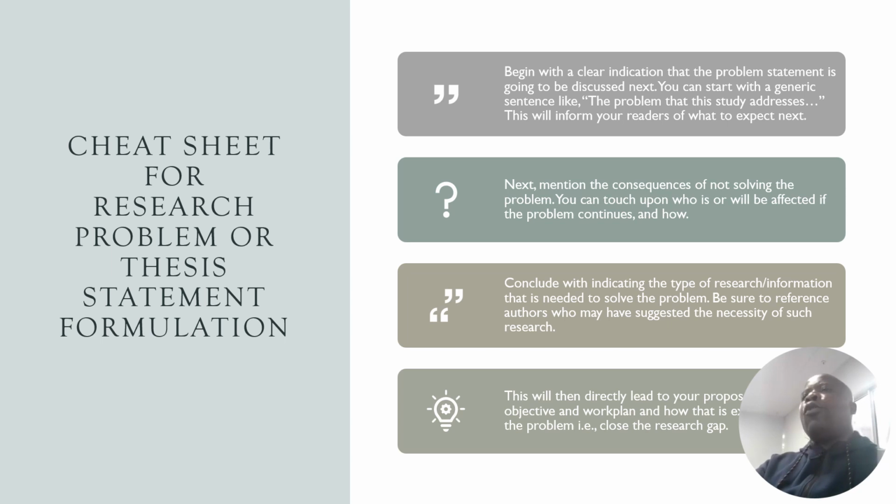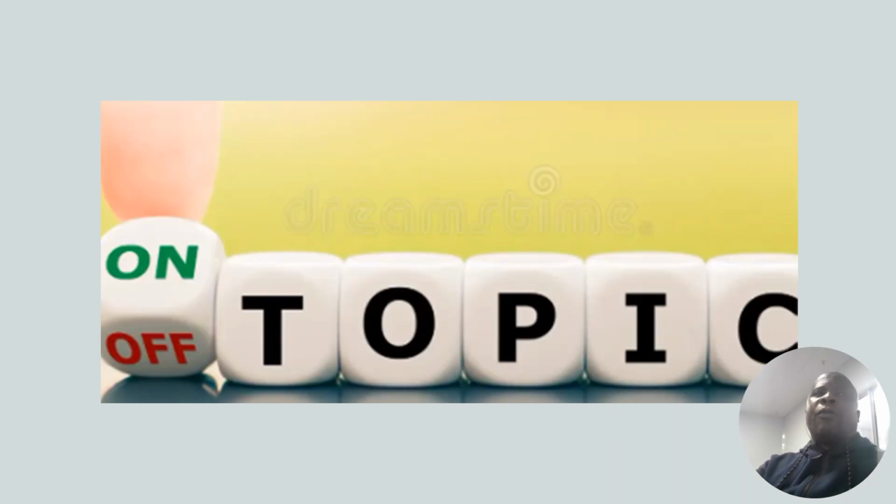From there, you move to your objective. Immediately when you tell us about your problem, we want you to state your primary objective, or your goal, or your primary aim. What are you going out there to do? So go and read more about the cheat sheet for research problems. You can find more on the internet.